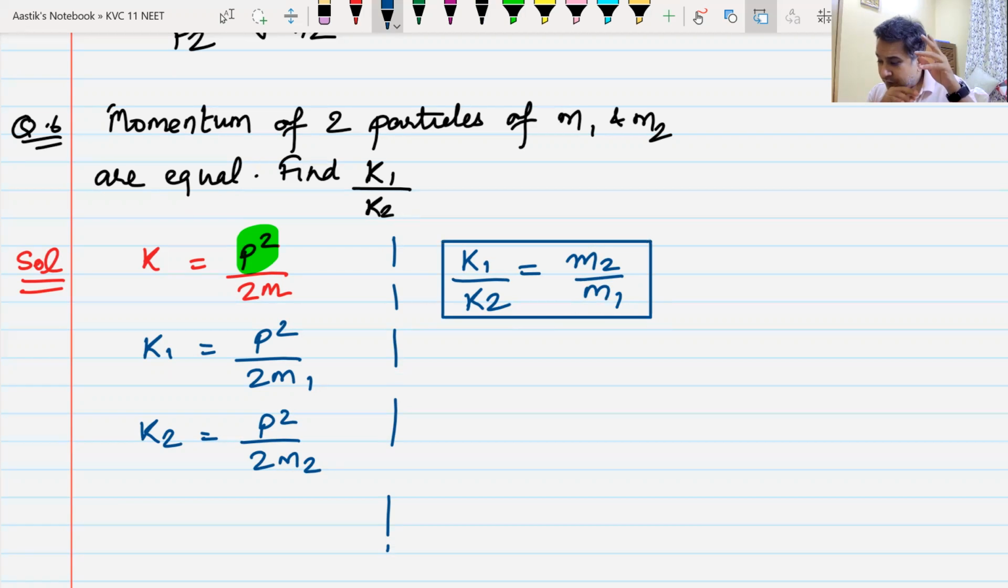So when the energies were same, momentum was in the ratio root over M1 by M2. When the momentums are same, energy is in the ratio M2 by M1. Did we get the question and the answer? We understand this, yes or no?